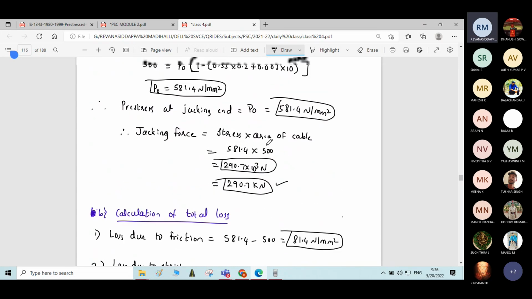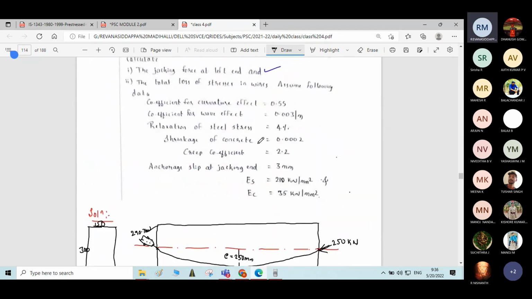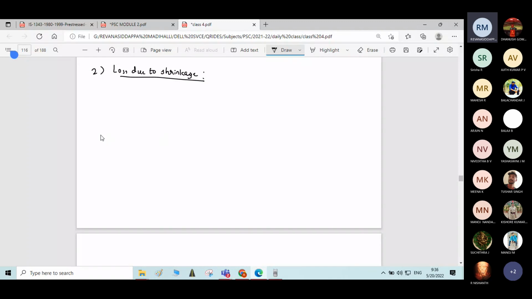So he has given a shrinkage coefficient, correct? Shrinkage of concrete is given as 0.0002. Shrinkage of concrete is equal to epsilon CS. It is given as 0.0002. Okay.